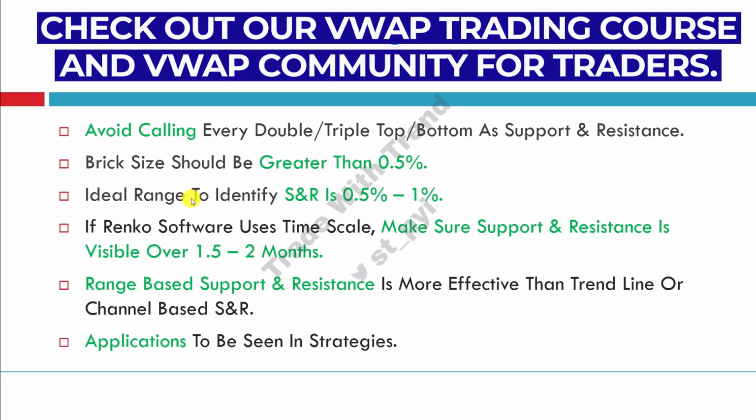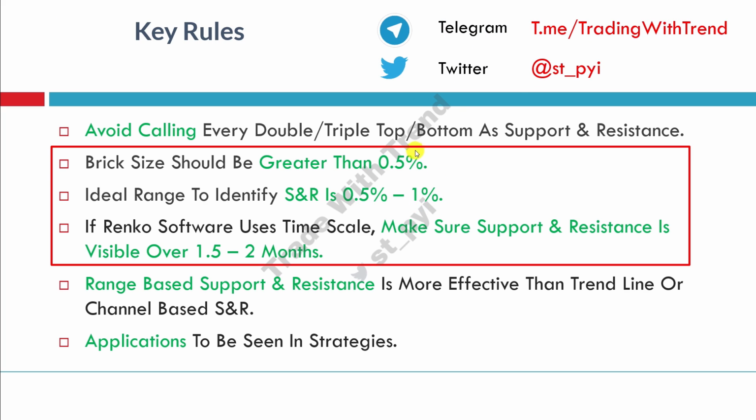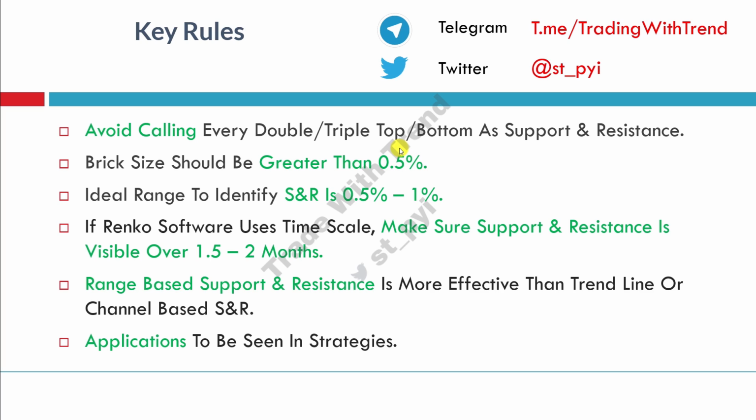Now, the ideal range to identify support and resistance, in terms of brick size, is between 0.5% and 1%. So if you start with 0.5% and you don't get that much clarity, you can enter a value between 0.5 and 1% to see if you get further clarity in terms of identifying strong support and resistance levels. Now, in case your Renko software also uses the time scale, then make sure the support and resistance level is clearly visible over the last 1.5 to 2 months. This is absolutely crucial because you are looking for both price and time consolidation.